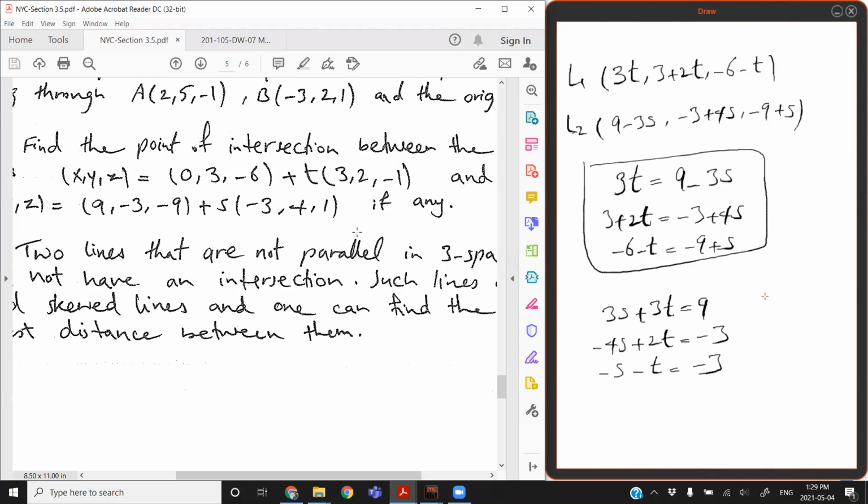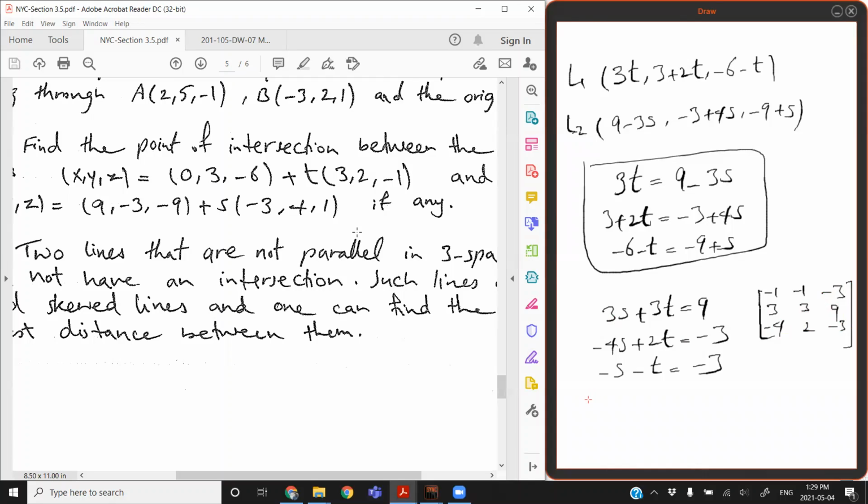Let's try to write the corresponding augmented matrix. I'm going to write this row first: negative 1, negative 1, negative 3. And then write this row, 3, 3, 9. And then write this row, minus 4, 2, minus 3.